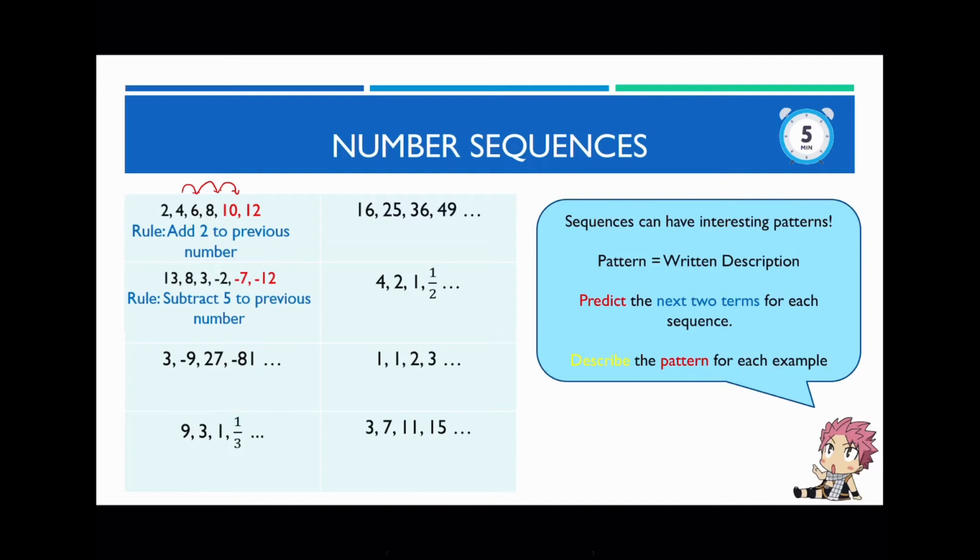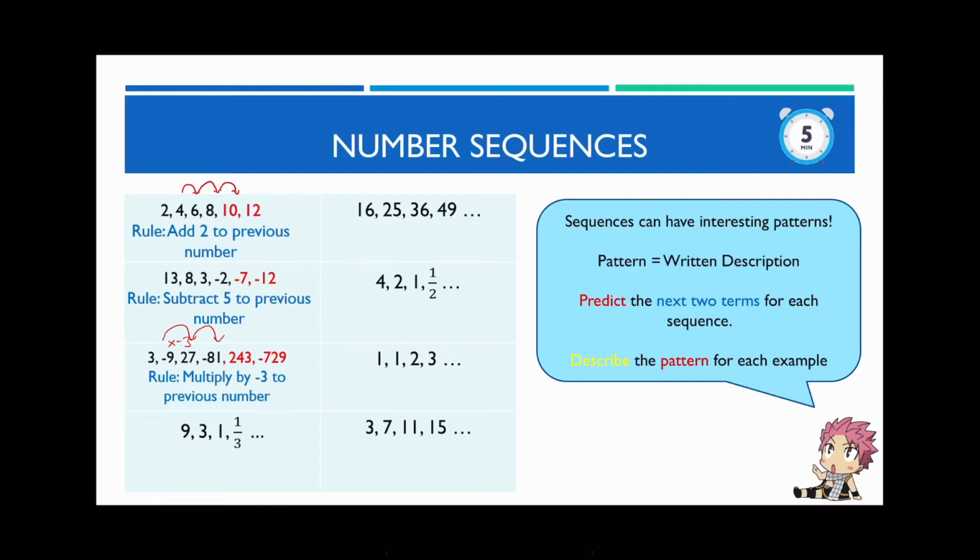In the third example, what we're doing is multiplying by -3. From 3 to -9, you're multiplying by -3. From -3 to 27, you're also multiplying by -3, and so forth. So that is the rule. And if you did this, then the next two digits are going to be 243 and -729, sorry.